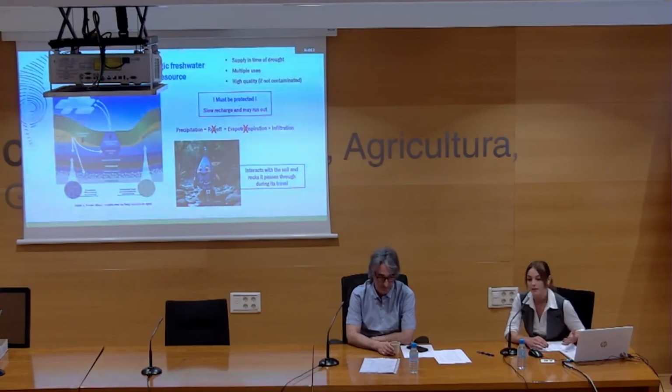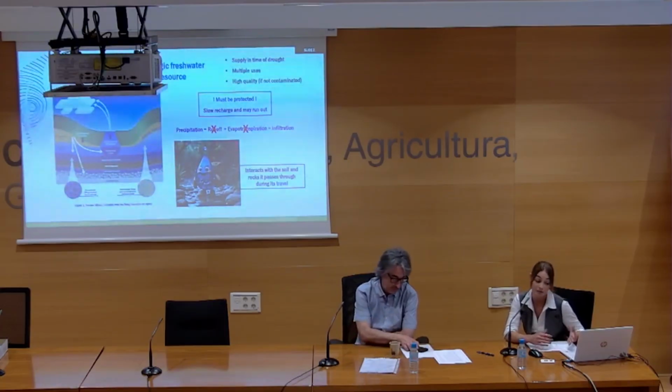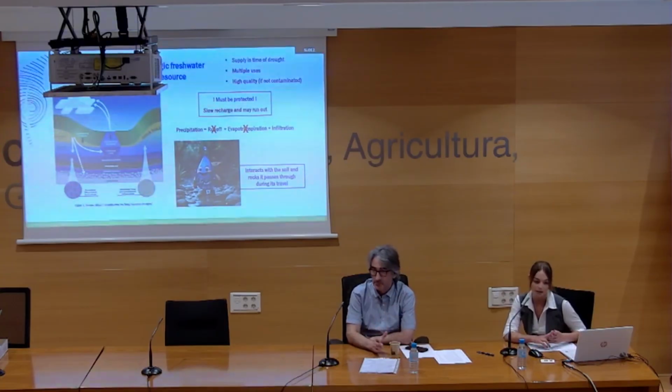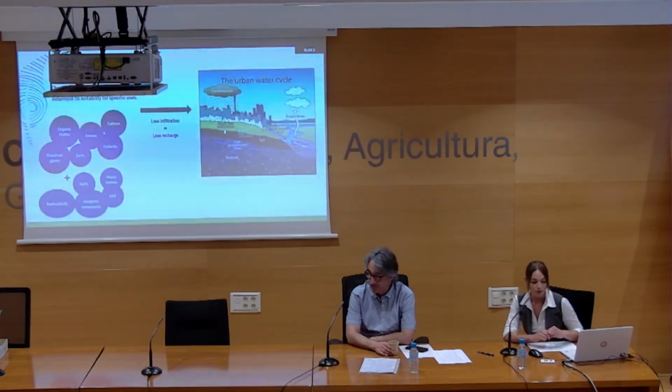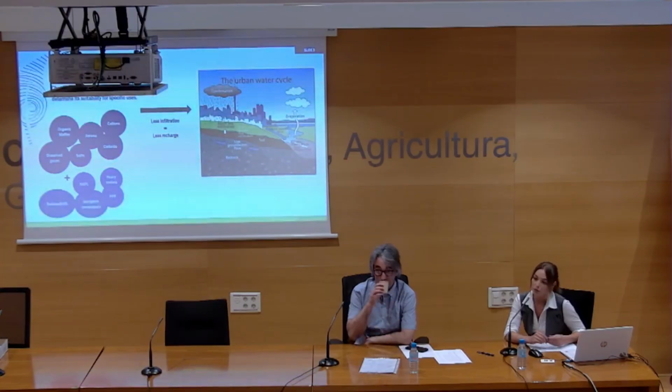So if we take into account the water mass balance, we know that the precipitation splits in three components: the runoff, the evapotranspiration, and the infiltration. Of these three, just the infiltration part can eventually reach the aquifer. And during the infiltration, while water percolates through the unsaturated part of the soil, it can interact with this and also with the rocks that are inside. So these processes give to the water its quality.